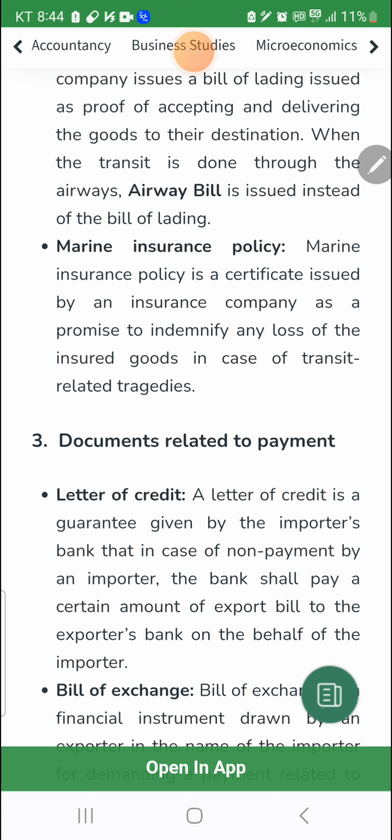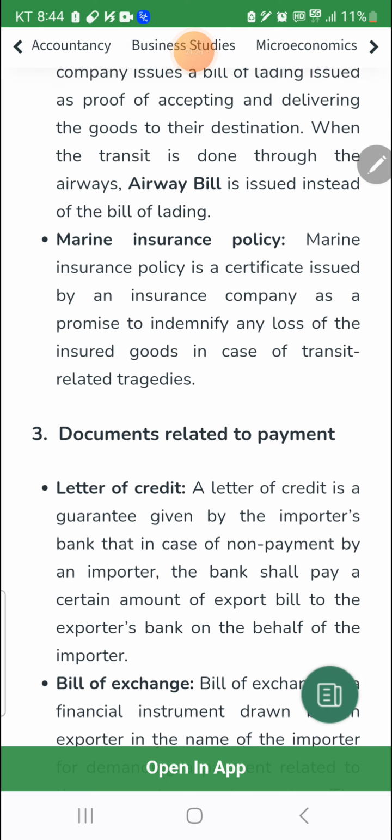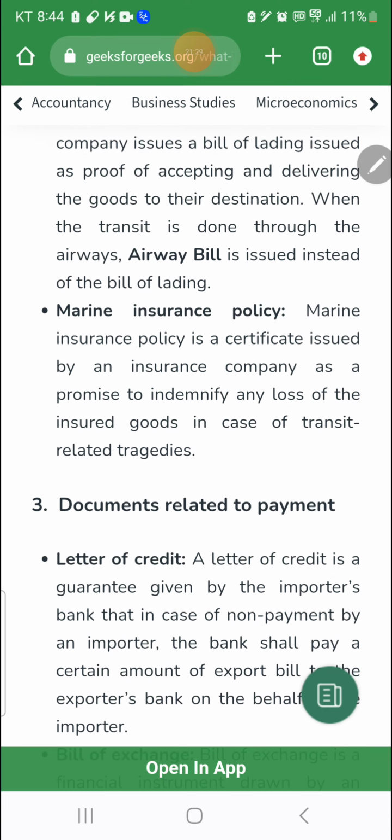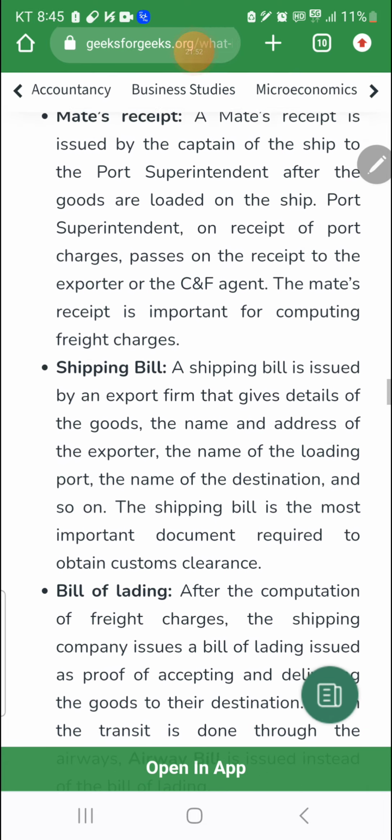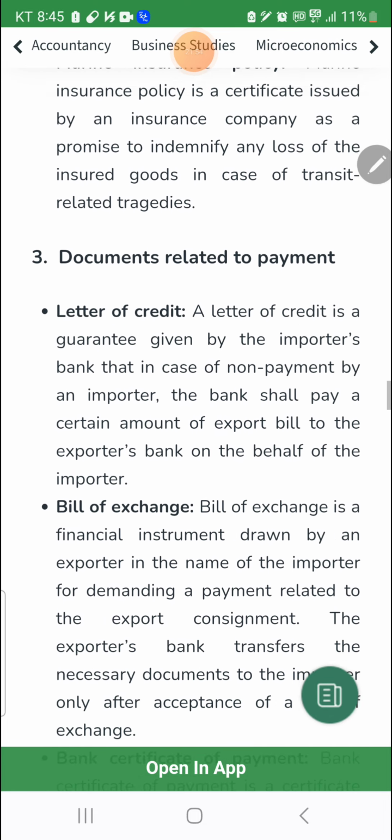Marine insurance policy. Marine insurance policy is a certificate issued by an insurance company as a promise to indemnify any loss of the insured goods in case of transit-related tragedies. Marine insurance policy. Air bill, shipping bill, mate's receipt.